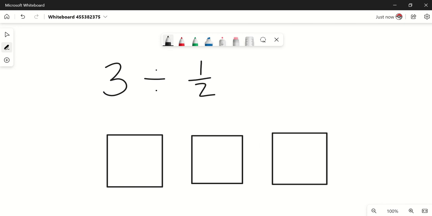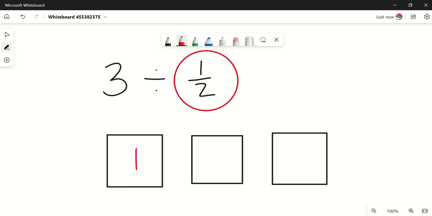Let's get it as close to identical as possible. It's close. So this would be 3. If we were to divide 3 by 3, we'd find out that it goes in 1 time. If we were to divide 3 by 1, it goes in 1 time. This is asking us how many 1/2s or halves can go into 3.